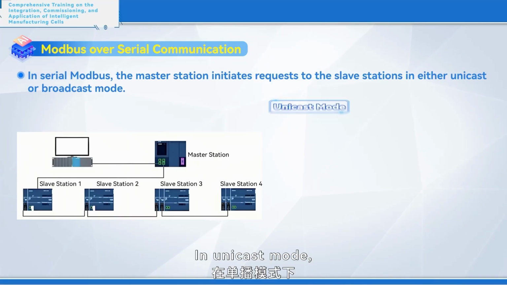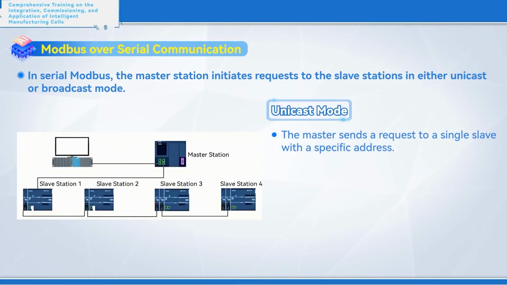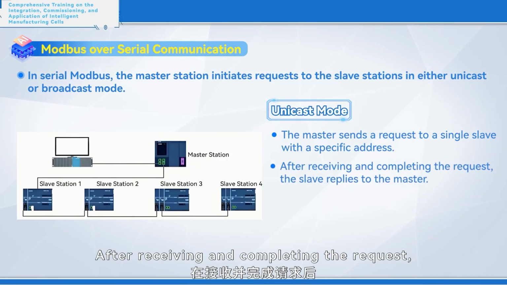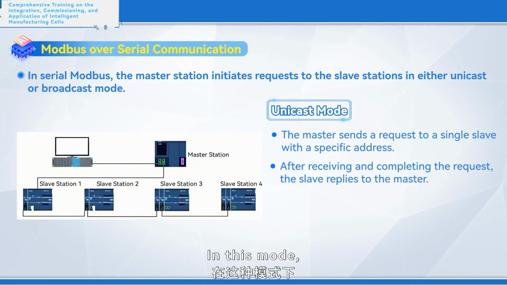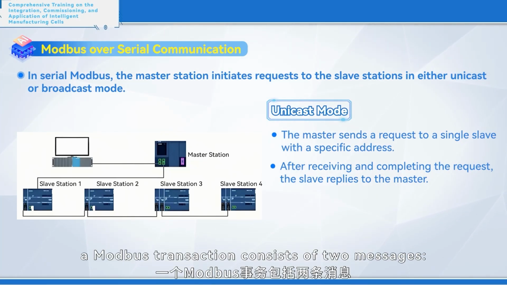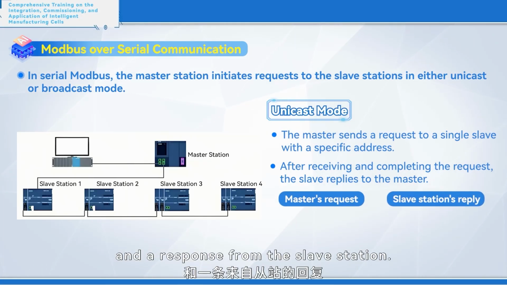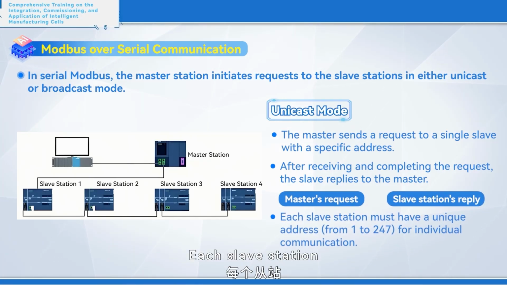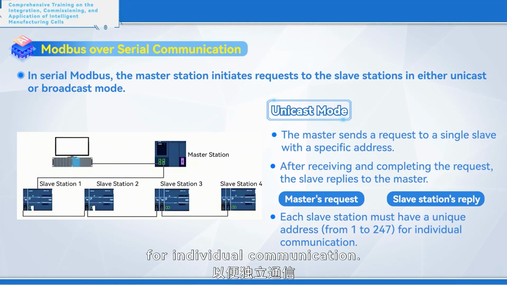In serial Modbus, the master station initiates requests to the slave stations in either unicast or broadcast mode. In unicast mode, the master sends a request to a single slave with a specific address. After receiving and completing the request, the slave replies to the master. In this mode, a Modbus transaction consists of two messages: a request from the master station and a response from the slave station. Each slave station must have a unique address, from 1 to 247, for individual communication.